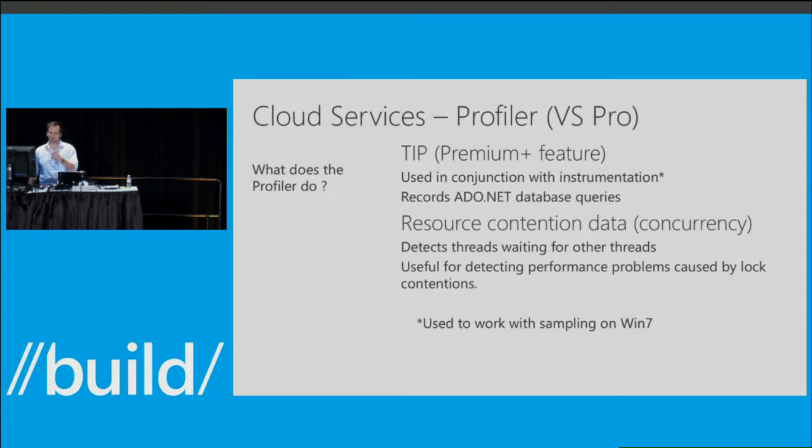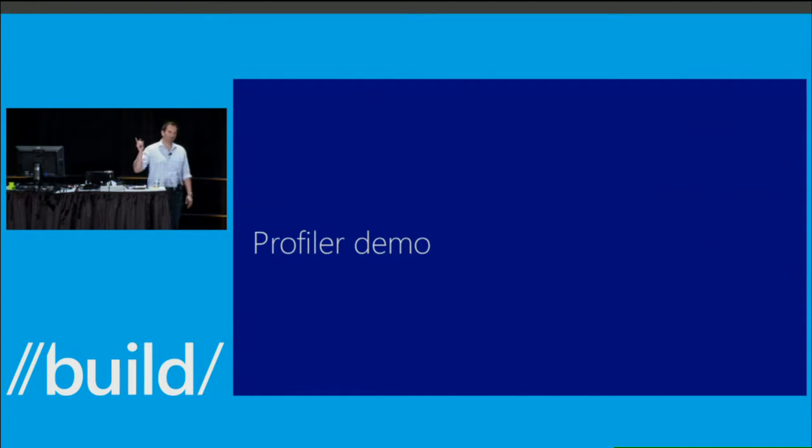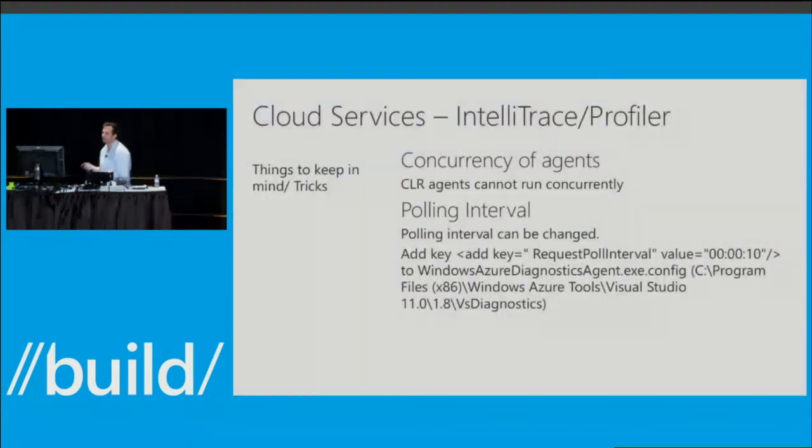And the other feature is the TIP, tier interaction profiling, which is a premium feature. The profiler is available in Visual Studio Pro, but tier interaction profiling is not. So if you have Visual Studio Pro installed with the Azure SDK and you want to publish, you won't see the option to enable tier interaction profiling. It's just not there. Okay. So in the sake of time, I'm going to skip the profiler demo, but I'm going to be at the booth tomorrow. If you're really interested in the demo, I'm going to show it to you because it's actually quite interesting.